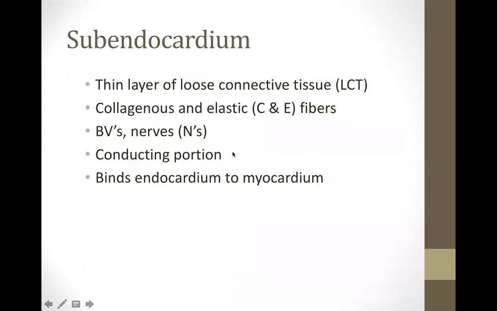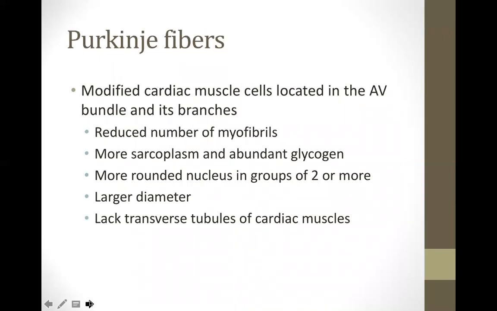As I mentioned, there is this conducting portion of the heart, and this is what we call the Purkinje fibers, which are only found at the subendocardium. Please take note, they are not found at the endocardium. What are these Purkinje fibers? They are modified cardiac muscle cells located in the AV bundle, or the atrioventricular bundle, and its branches. So they are like cardiac muscle cells that have been modified.